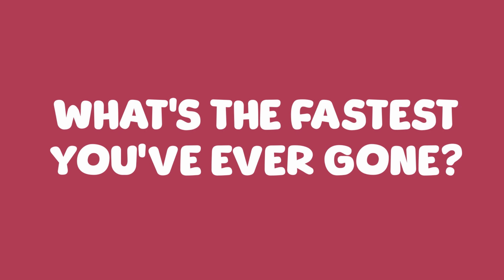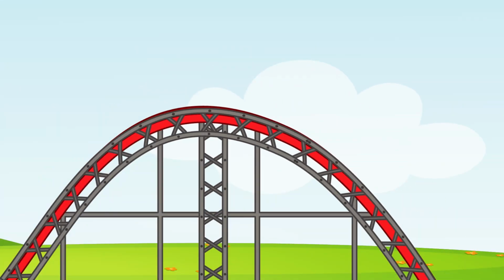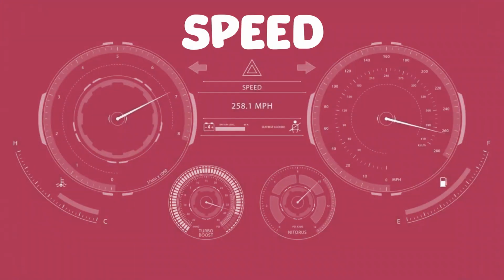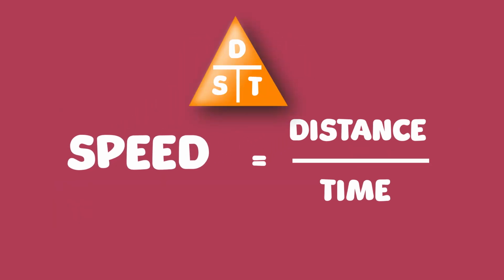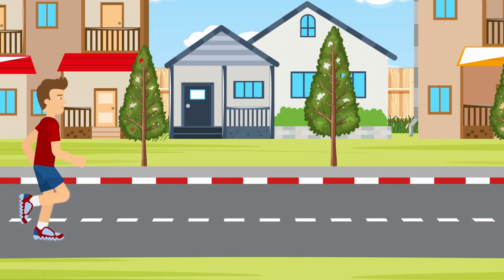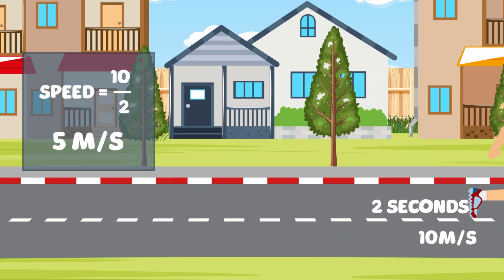Now here's a question for you. What's the fastest you've ever gone? Was it on a roller coaster or a high-speed train? Speed is a measure of how fast an object moves. It's determined by dividing the distance an object travels by the time it takes to travel that distance. For example, if you run 10 meters in 2 seconds, then your speed is 5 meters per second.